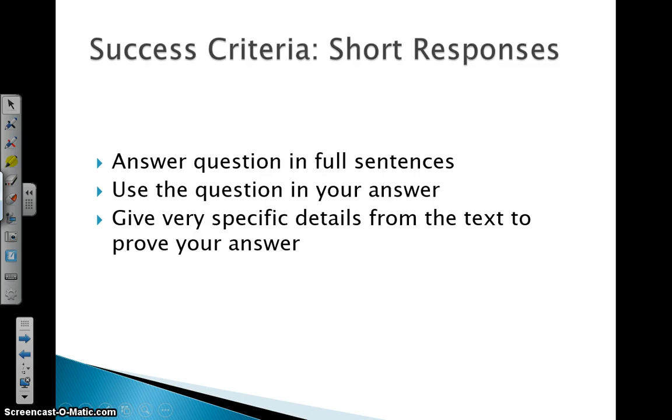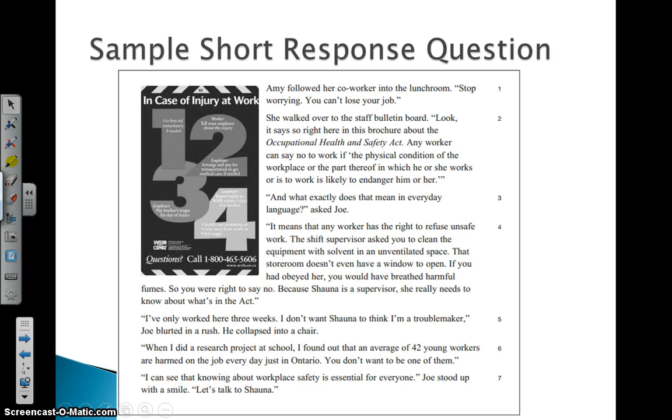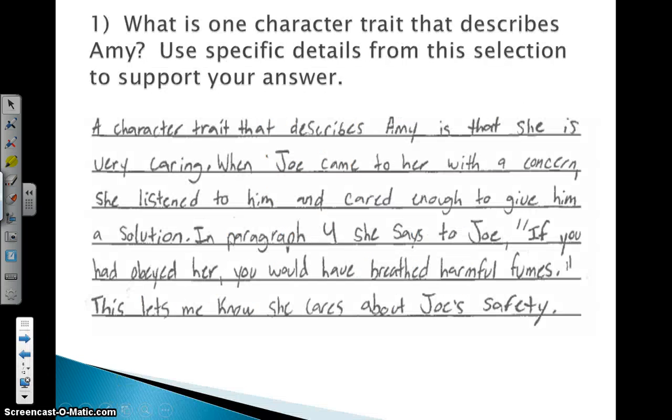The success criteria for short responses are to answer questions in full sentences, use the question in your answer, and give very specific details from the text to prove your answer. Here's an example of a short response question that you did last year on your practice test. It involved a short dialogue between two co-workers and the importance of workplace safety. The first question was, what is one character trait that describes Amy? Use specific details from the selection to support your answer.